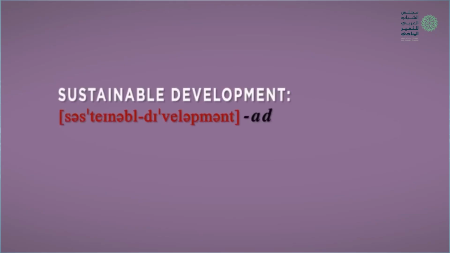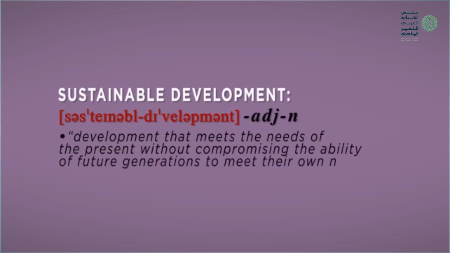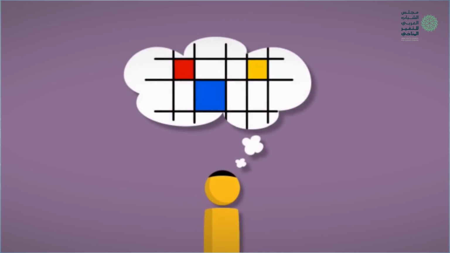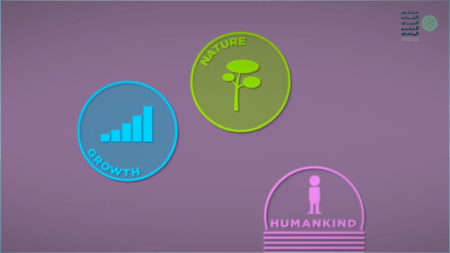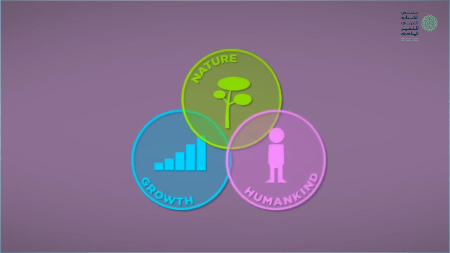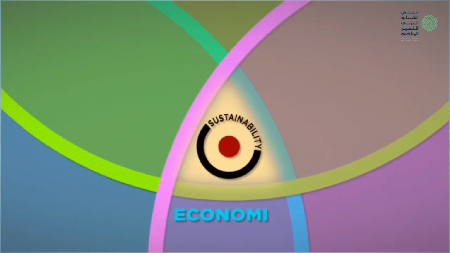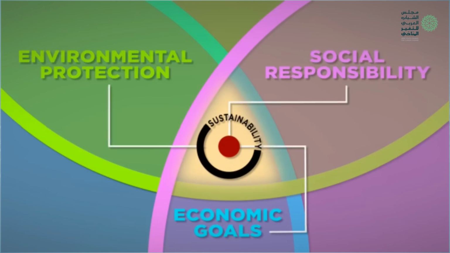Sustainable development is development that meets the needs of the present without compromising the ability of future generations to meet their own needs. Does that sound a little abstract to you? Let's put it this way. Sustainable development means that growth must be accomplished with respect for nature and humankind. And where is sustainability achieved? Right here at the crossroads of economic goals, social responsibility, and environmental protection.